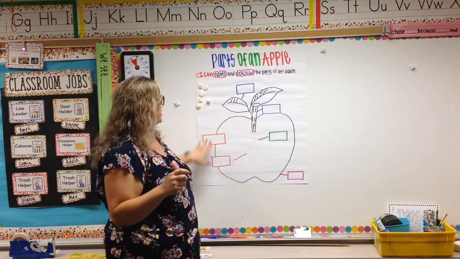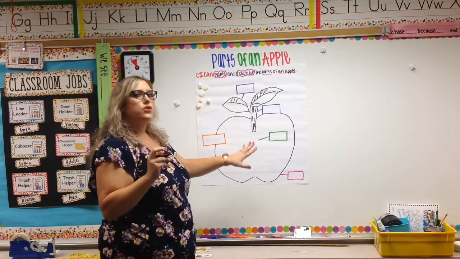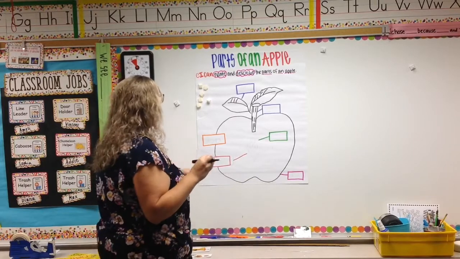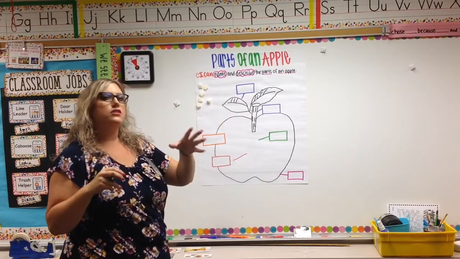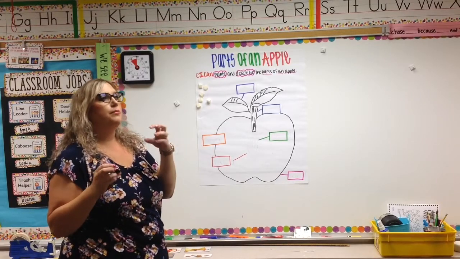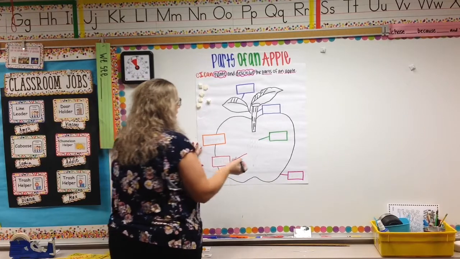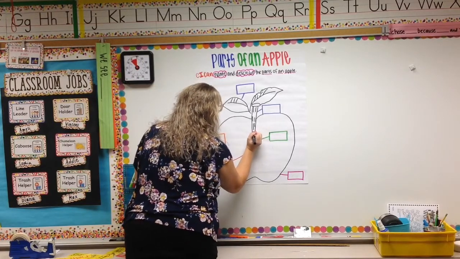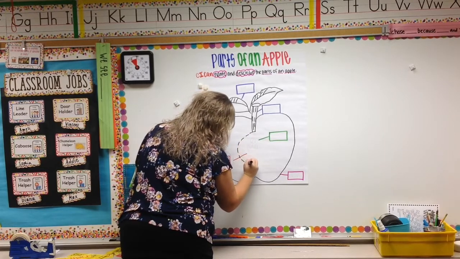Okay, now that we have our skin drawn on and we have our leaf and our stem, now we're going to look at the inside of the apple. This white part right here, boys and girls, when you open that apple, that is called the flesh. That's the part of the apple that we really like to eat. That's the super yummy part. Then, if you go farther into the apple, you are going to find the core of the apple.